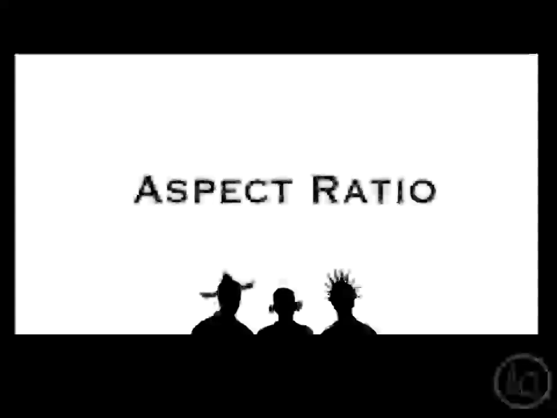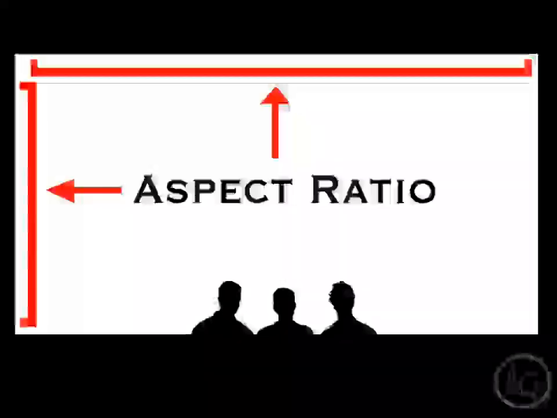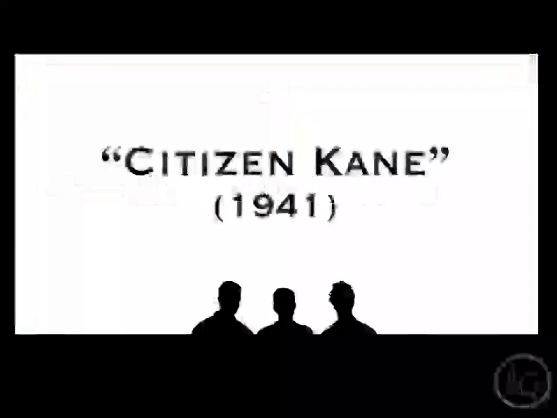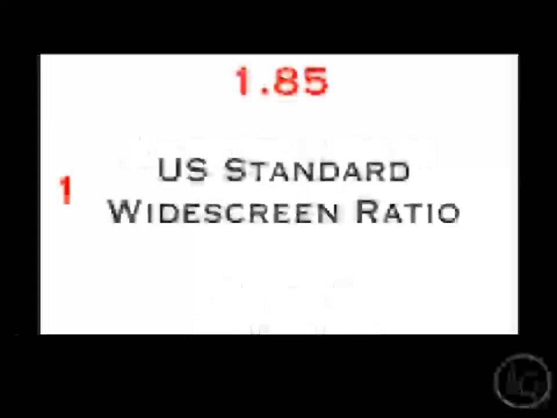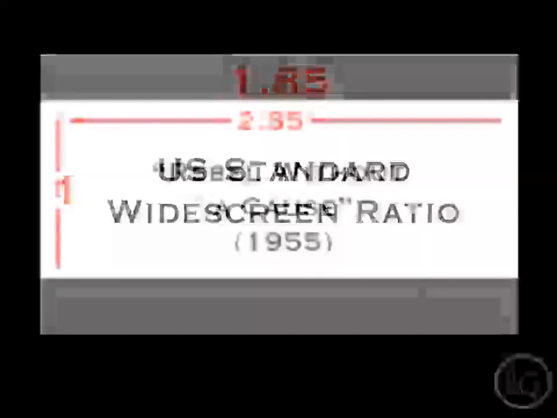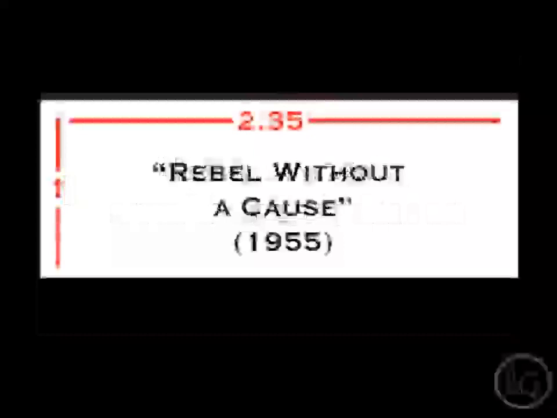So the basic shape of what we look at on the screen, like the basic shape of the film screen or the TV screen, is key to film composition. And this is called the aspect ratio. Aspect ratio is basically the width and height of the film frame as it appears on the screen, whether it's a movie or a TV. Classic films actually use what is called the Academy ratio of 1.33 to 1, used by most films up until like the 1950s. The standard US widescreen ratio is 1.85 to 1. Certain films actually use a more extreme widescreen ratio, such as Rebel Without a Cause, which uses 2.35 to 1.